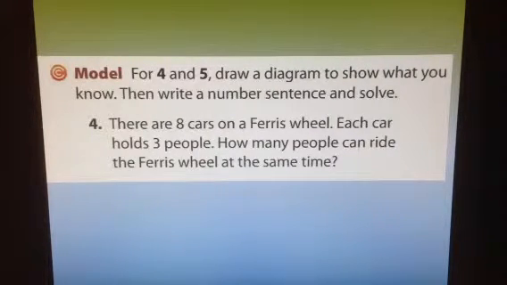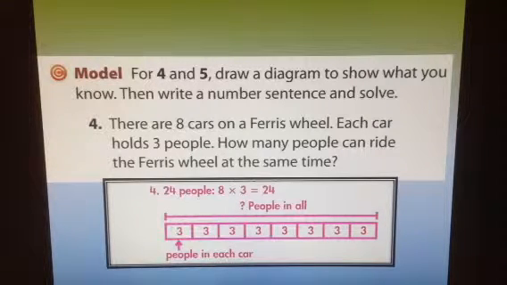We looked at a couple examples. This says draw a diagram or a picture and write a number sentence and solve. There are 8 cars on a Ferris wheel. Each car holds 3 people. How many people can ride the Ferris wheel at the same time? This was a multiplication question. Students drew pictures kind of like this, or they drew circles and put 3 tally marks in each circle and then counted their tally marks.